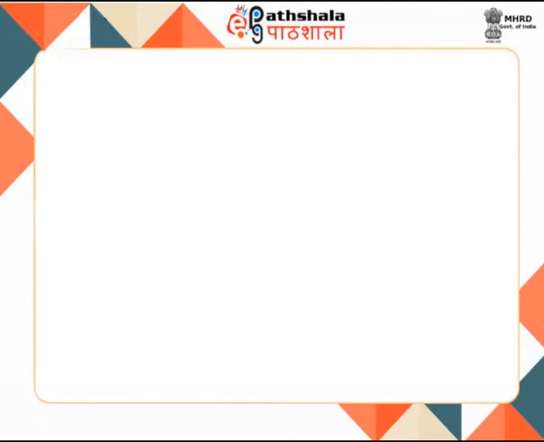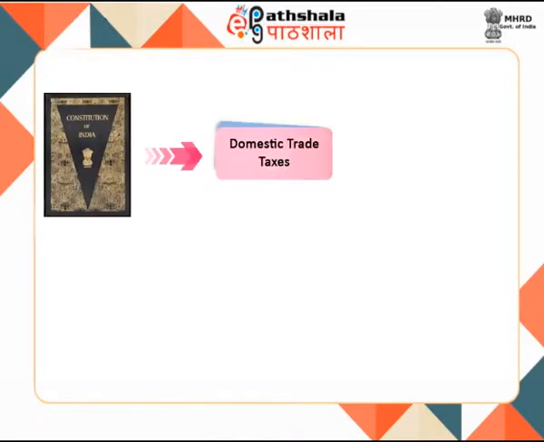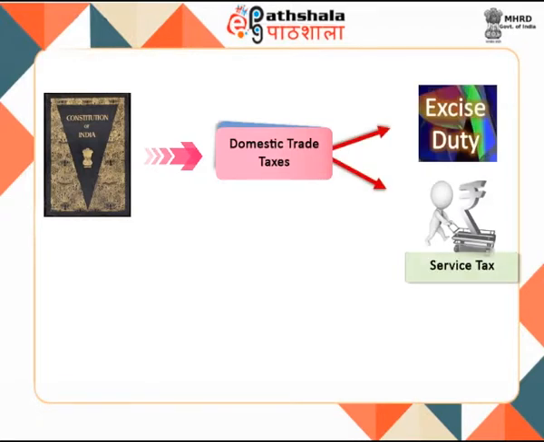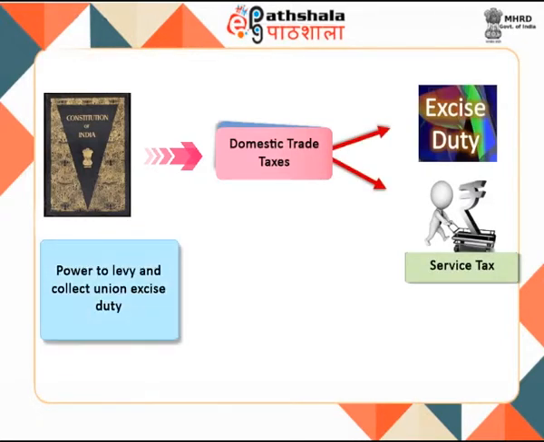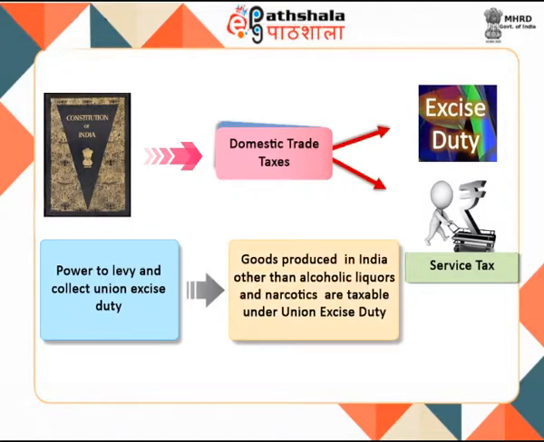The Indian Constitution empowers the Union government to impose some important domestic trade taxes. These include Union excise duty and tax on services. Power to levy and collect Union excise duty emanates from entry 84 of the Union List, 7th schedule of the Constitution. Accordingly, goods produced or manufactured in India other than alcoholic liquors and narcotics, etc., those under the state list, are taxable under Union excise duty.